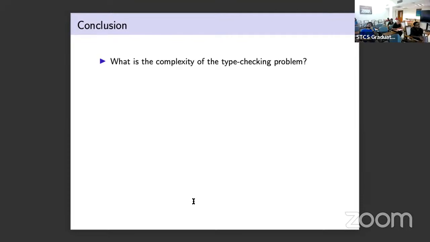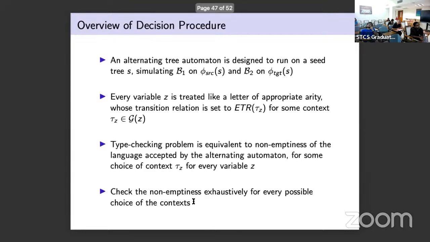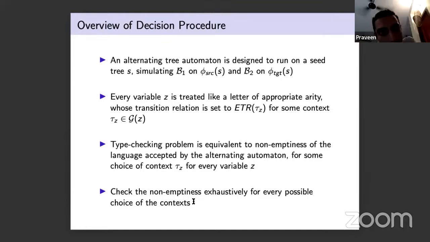Could you just go back to the previous slide? So the decidability, for example, when you say every possible choice of contexts, here you get those finitely many relations, and that bounds how much you have to explore. After some time, you will see that it's repeating, so you don't have to continue. Since you were talking about finite state automata, essentially the number of relations that you will have is finite.